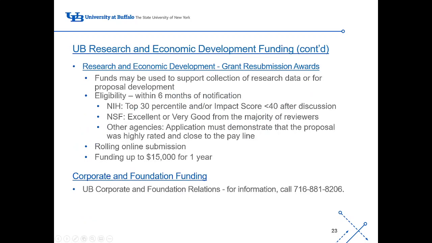The Research and Economic Grant Resubmission Awards Program is a pilot project offering support to UB faculty for improving on already highly rated proposals that were previously not chosen for funding by an outside sponsor but are considered for resubmission. Its goal is to fund activities that would make a difference in the competitiveness of the resubmitted proposal. More information can be found in the link on this slide.